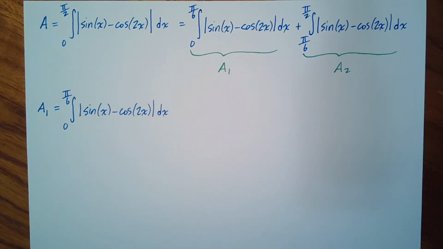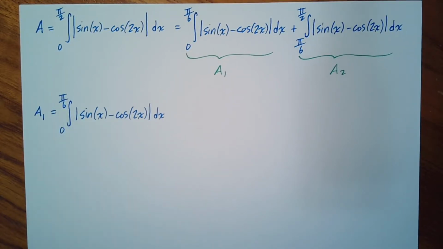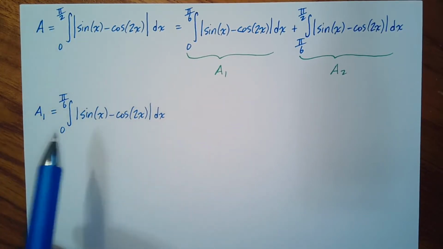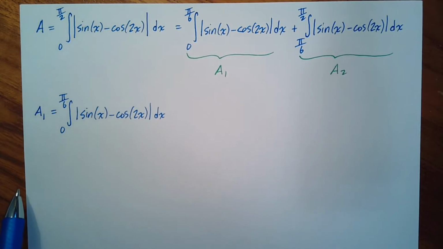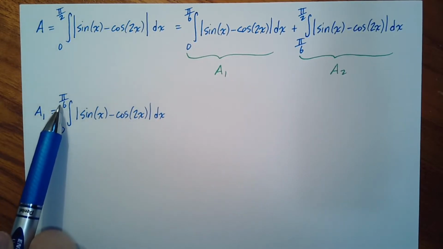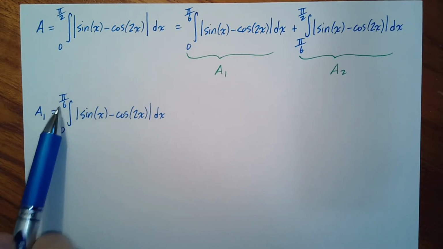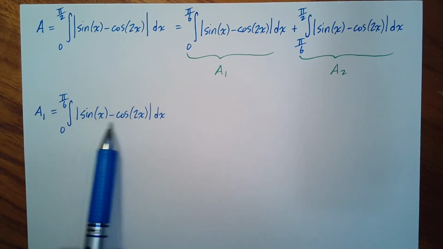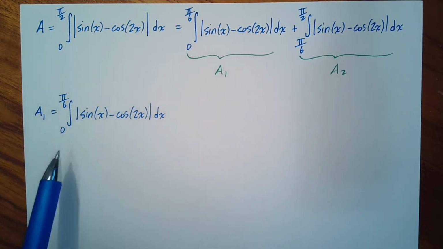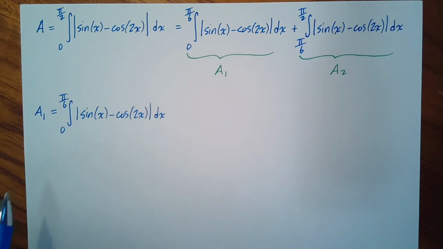Now the only point that won't work as a suitable test point here is pi over 6 itself, because that was the place where they were equal. So we know they're both going to be equal at pi over 6. Well, what's the next easiest point to plug in? You could pick any point between pi over 6 and 0, but there's a lot of points in between that would be really awkward to plug into sine and cosine of 2x. So how about we just plug in 0? That's a perfectly reasonable point.